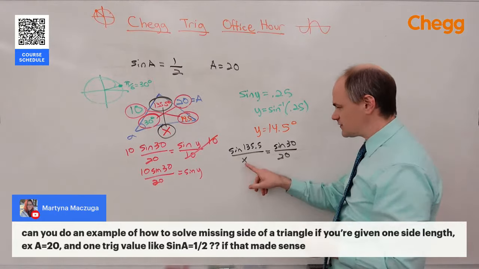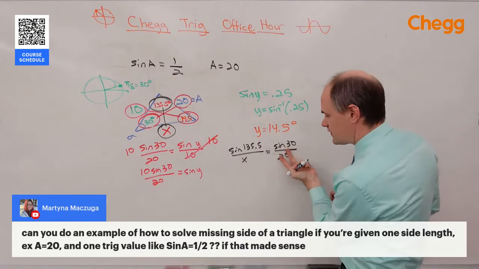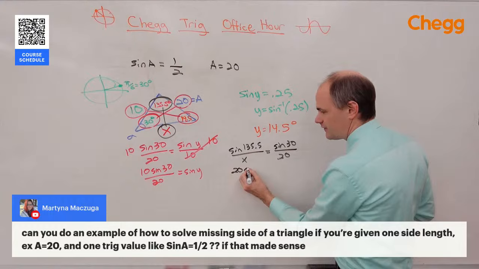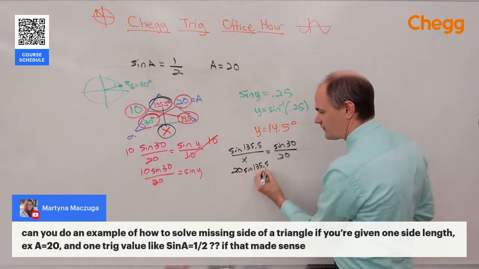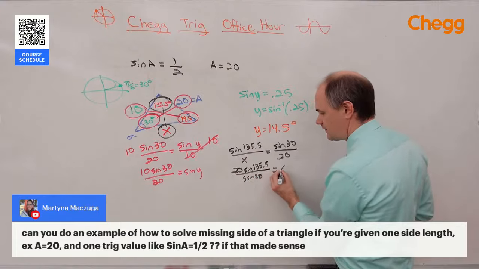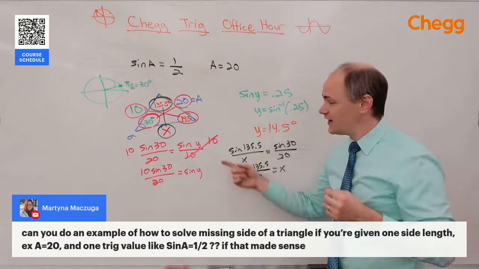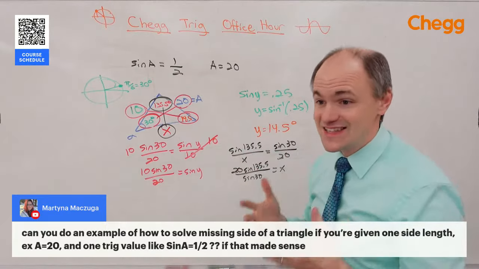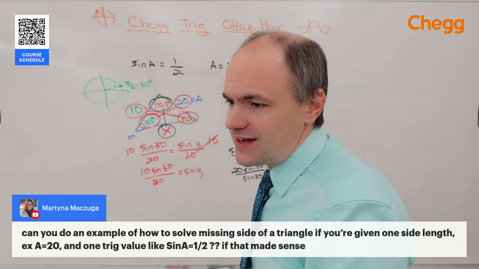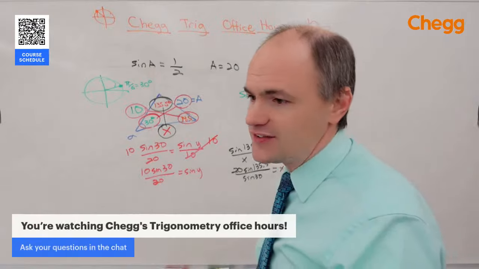And then we can solve this by multiplying both sides by x and the reciprocal of this one to get rid of it. So when I multiply by 20, we get 20 sine 135.5 divided by the sine of 30 is equal to x. And this is what I want to put in my calculator to find that missing side. So I'm not sure if this is exactly what you were looking for with your question, but hopefully that gave you some direction on how we can use the law of sines.